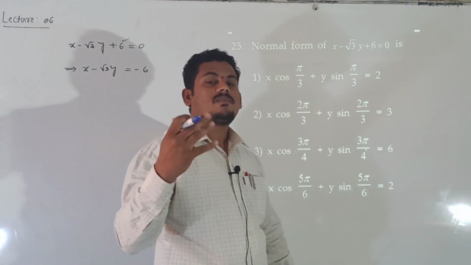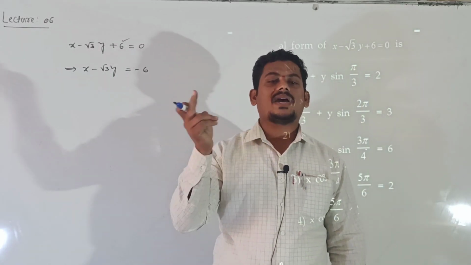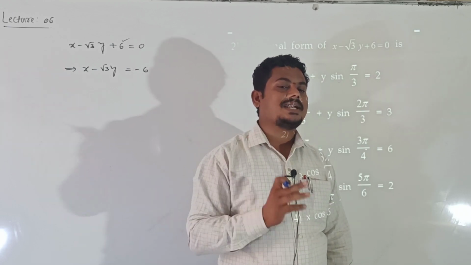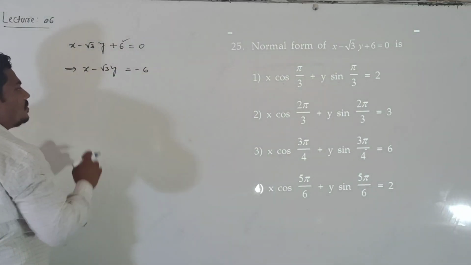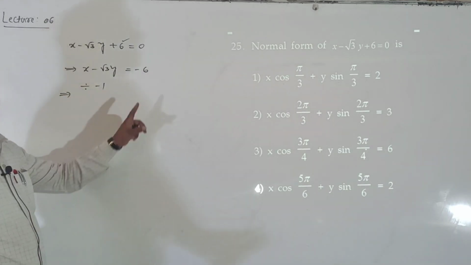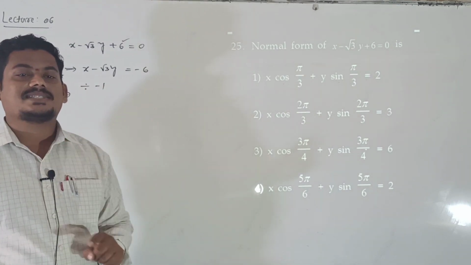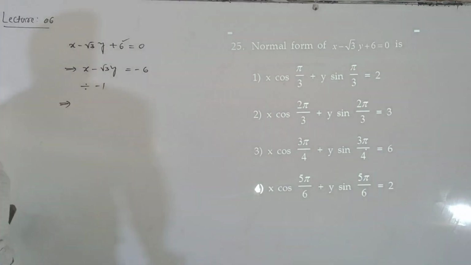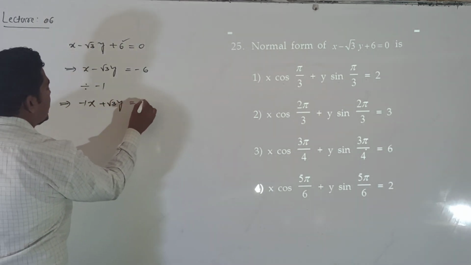And already you know the normal form of the equation of a straight line. What is the normal form? x cos alpha plus y sin alpha is equal to p. Here p represents the perpendicular distance between the origin and the line. Distance is never negative. For that reason, make this term positive by dividing or multiplying by minus 1. Then it will be minus 1 into x plus root 3 into y is equal to 6.